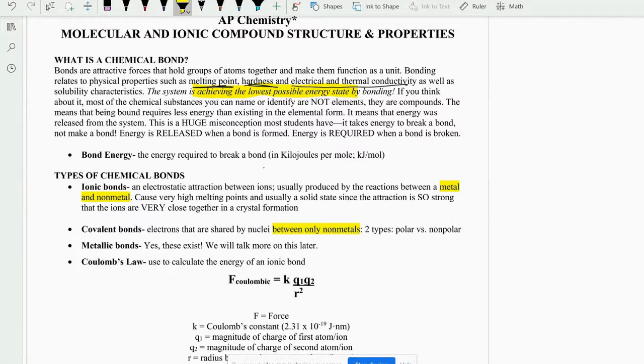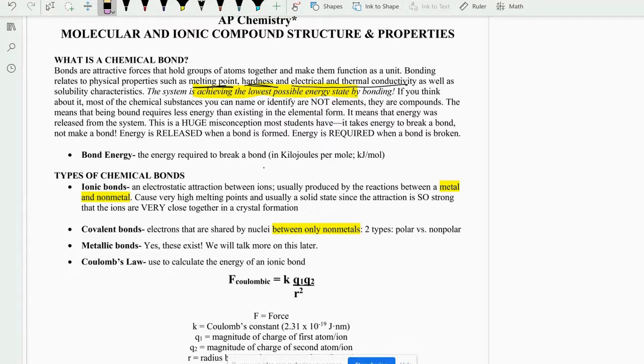If you think about it, most of the chemical substances that you know in life or can identify are not existing as individual elements, but rather as compounds. What that means is that when multiple different element types come together to form compounds, that bonding requires less energy than the elements existing by themselves, which we also say is elemental form.